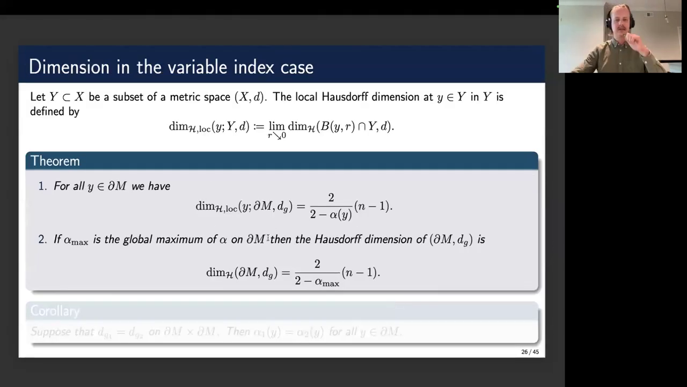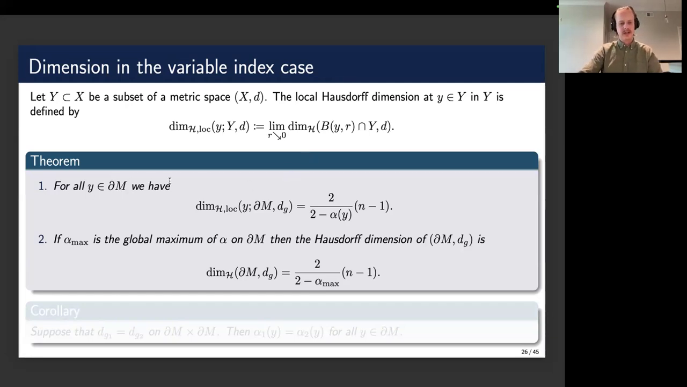And yes, we can. Okay, so what do I mean by local Hausdorff dimension? This is something that measures the Hausdorff dimension very close to a point y. So what you do is you look at balls around this point, you intersect them with the boundary, and compute the Hausdorff dimension of this restricted set with respect to the subspace topology, basically, and then you let your ball shrink to a point. So this will define a nice concept of a Hausdorff dimension of a point.